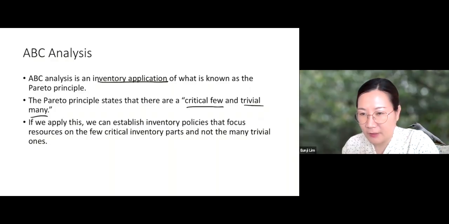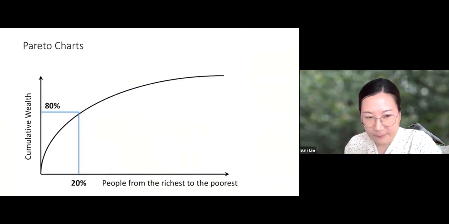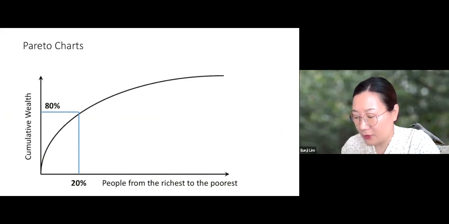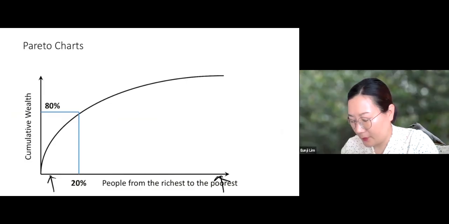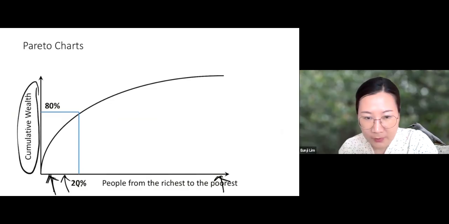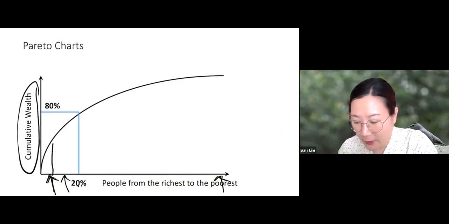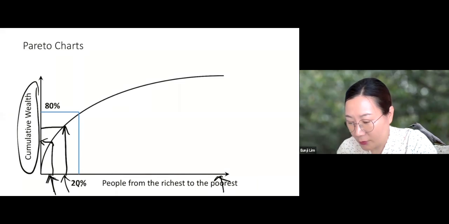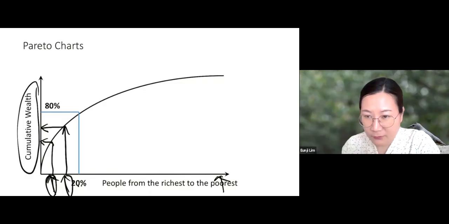Pareto is an Italian economist who studied the way the wealth is distributed among people. And he drew the following graph. On the x-axis, he put the people from the richest person to the poorest person. So this is the richest guy, this is the second richest person, and so on. On the y-axis, he put the cumulative wealth. So for the richest guy, the cumulative wealth is his own wealth. For the second richest guy, his cumulative wealth is the wealth of the richest guy plus the wealth of the second richest guy.